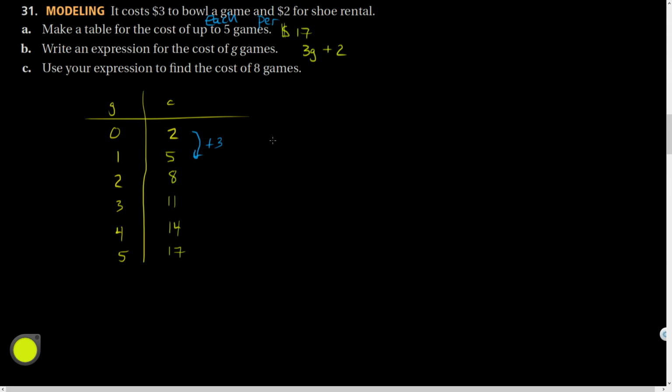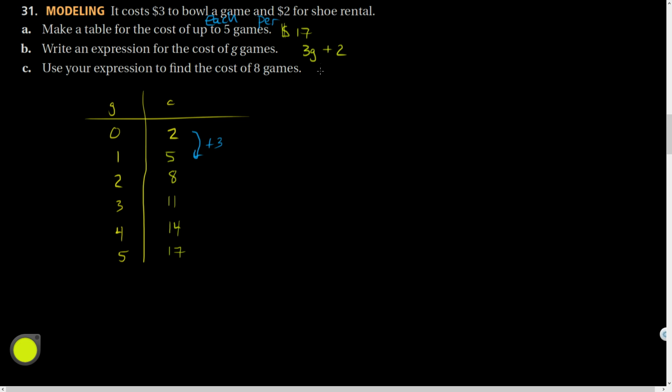I like it. Yep. So it's $3 each game or per game. That's going to suggest multiplication, so 3 times the number of games. But then that shoe rental, now notice, why doesn't the shoe rental have a variable attached to it? It doesn't because it's a one-time cost, right? You don't have to keep renting the shoes for every game. You rent them once. So I'm not going to multiply that by the number of games. That's just $2 for your start. So here's an expression that would represent the cost so far.